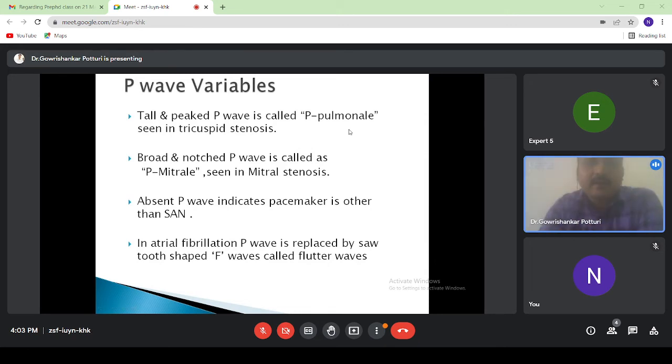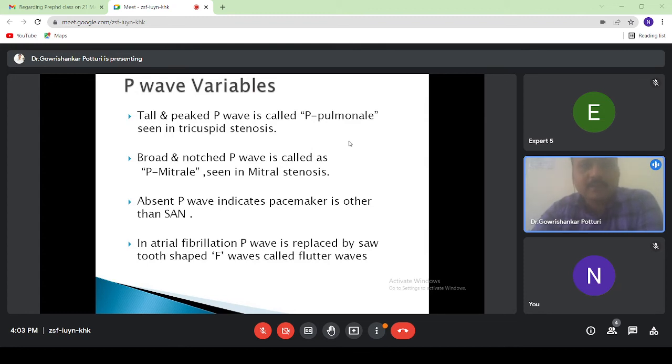They are seen in tricuspid stenosis. That means your tricuspid valve has been blocked. Tricuspid valve is present in between the right atrium and right ventricle.